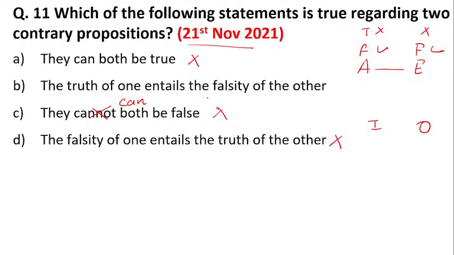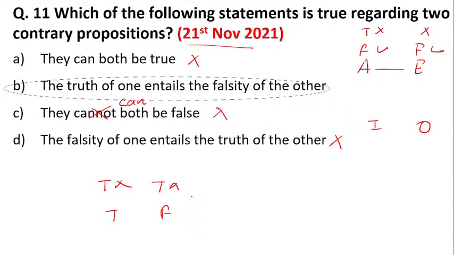The right answer is the truth of one entails the falsity of the other. Because, as I told you, in contrary, both cannot be true. If one is true, the other has to be false. So this is what contrary is, students. Please, I request you, if you have a doubt, ask me. I will tell you again, but please don't make such errors. Contrary means that both can be false, but both cannot be true. If both of them are saying I am the PM, both can be lying, but both cannot be true. So if one is true, the other has to be false. So B is the answer. Got it, everyone? Next question.